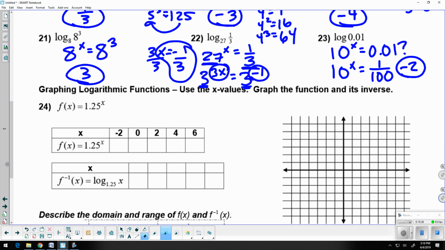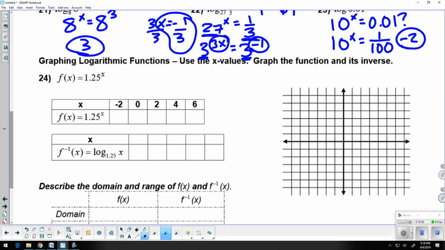So the last thing we have to do, it says now we're going to be graphing a log function. Use the x values, it says graph the function and its inverse. So we're going to graph the exponential first. This is what we did last section. We have this exponential function, y equals 1.25 raised to the x. So all we have to do is plug in these numbers for x that they already selected for us, negative 2, 0, 2, 4, 6. Plug them in, solving for the y.